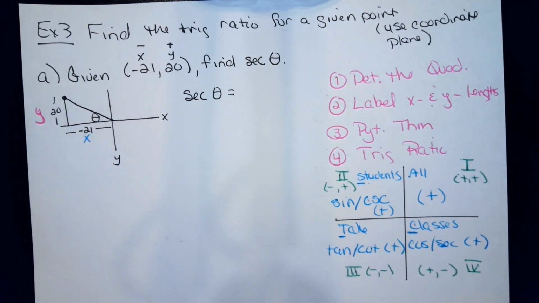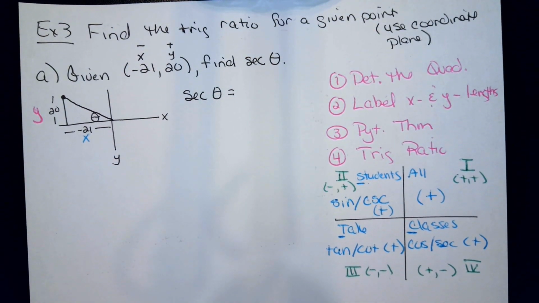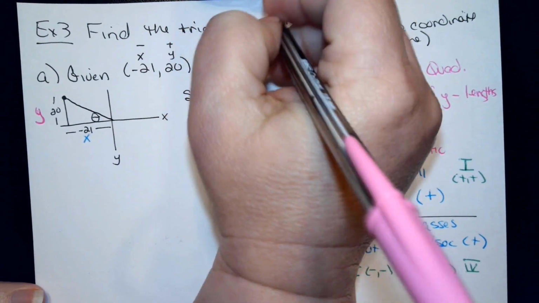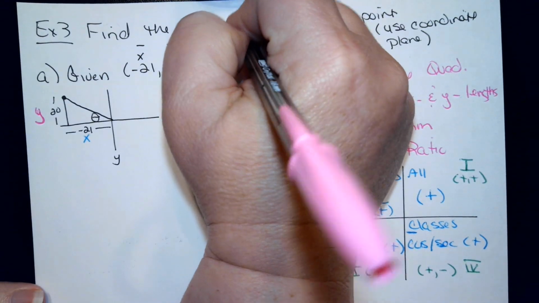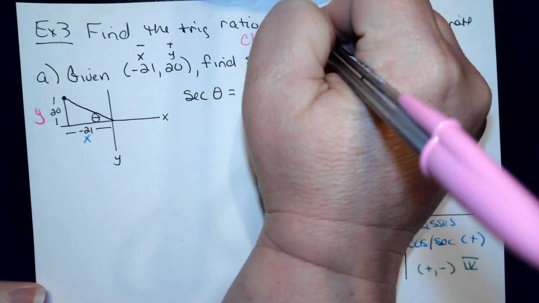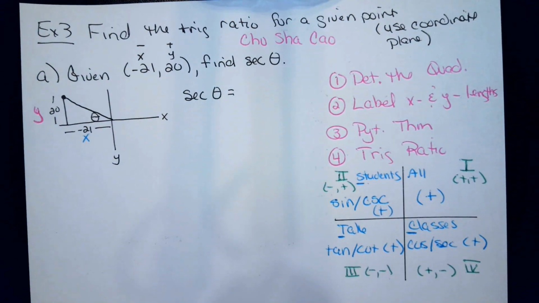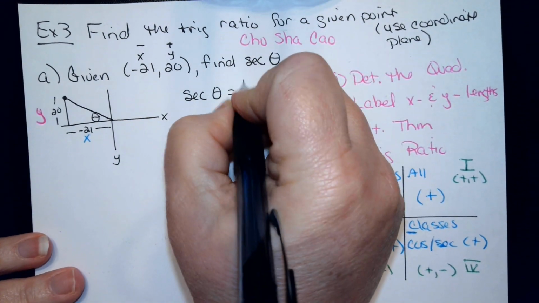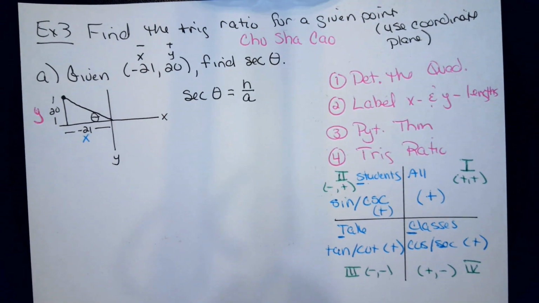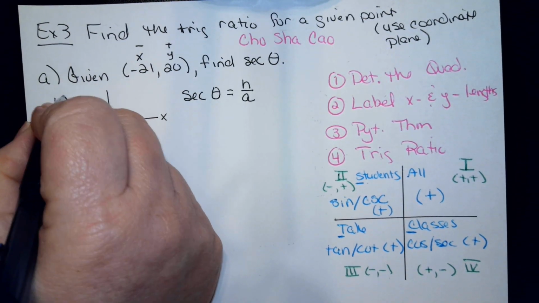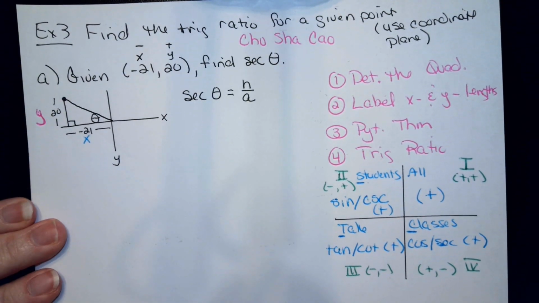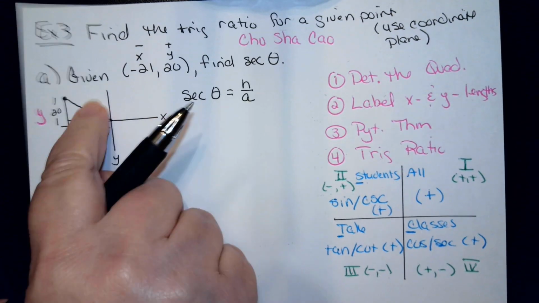We know that secant is equal to... again, let's write our little saying just so we can remember it. So what's our saying? Cho, sha, ko. The secant is equal to the hypotenuse over the adjacent. In looking at our right triangle right here, we see that we're missing the hypotenuse. So we're going to have to use the Pythagorean theorem to find that hypotenuse.